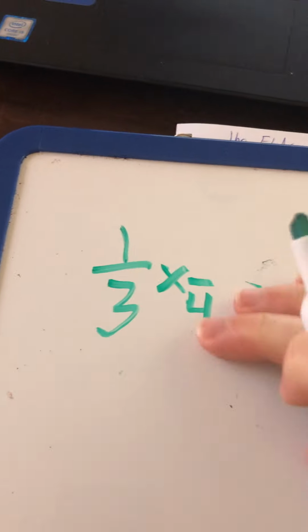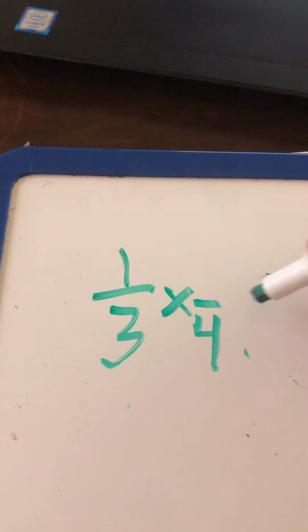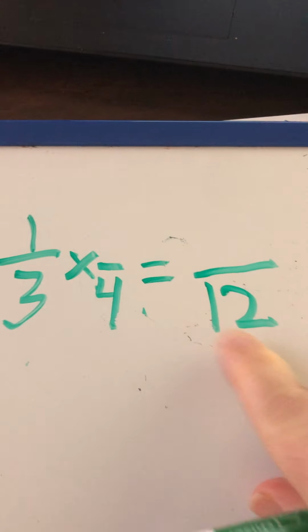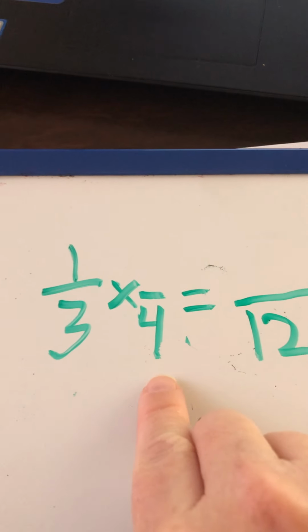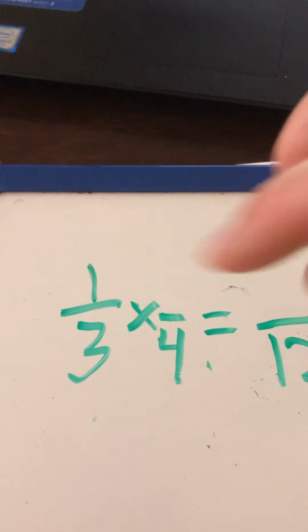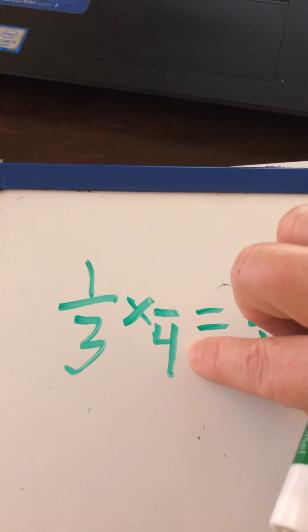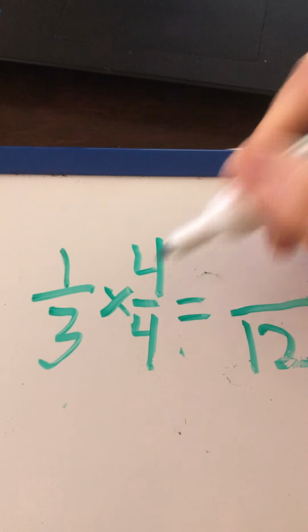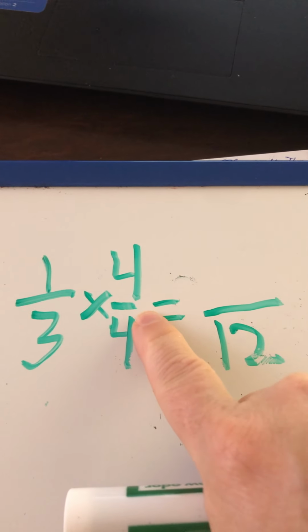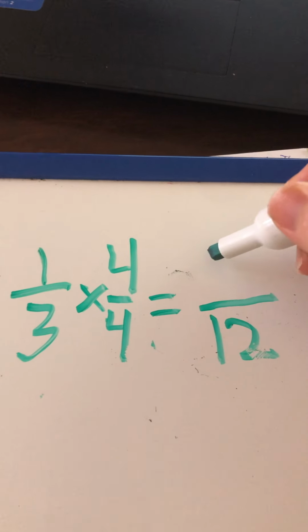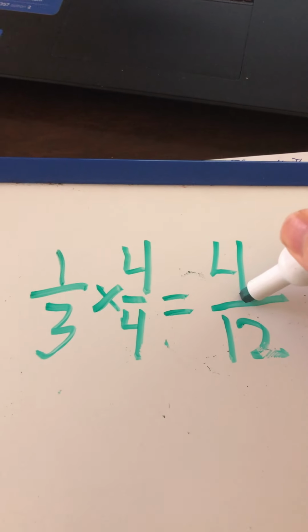And let me write this a little bit better. Let's put our equal sign so we know that means equivalent, and here's my denominator, 12. So 3 times 4 equals 12. Whatever I multiply my denominator by, if I'm making an equivalent fraction, I need to multiply my numerator by that same number. So 1 times 4 is 4.